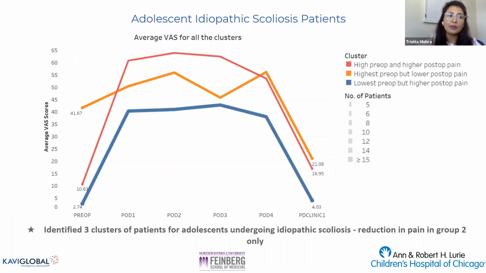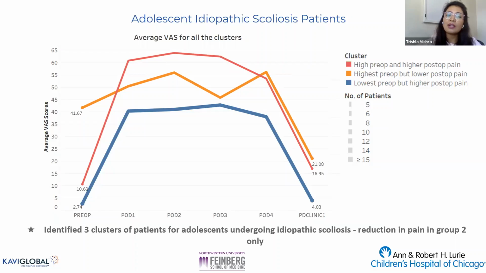Now, after doing that, we wanted to see if there are other ways of categorizing these patients such that we can provide them personalized treatments based on the group that they fall in. So what you can see here is a graph that gives you 3 distinct clusters, and we did that with an algorithm called the K-means clustering. So the red group here is the group that has high pre-op and even higher post-op pain. The yellow group is the highest pre-op but lower post-op pain, and the last one is the lowest pre-op but a little higher post-op pain.